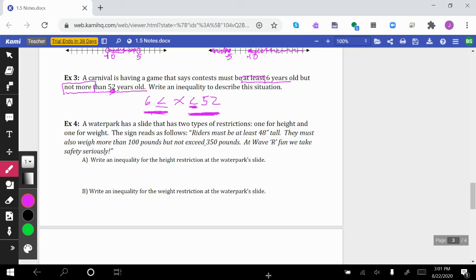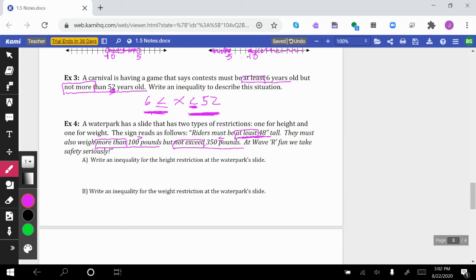Riders must be at least 48 inches tall. So again, I have that at least. We have at least 48 inches tall. And they must also weigh more than 100 pounds. So that more than tells me that x is going to be greater than 100, but not exceed 350. So they cannot be more than 350 pounds. So that tells me x has got to be less than or equal to 350.